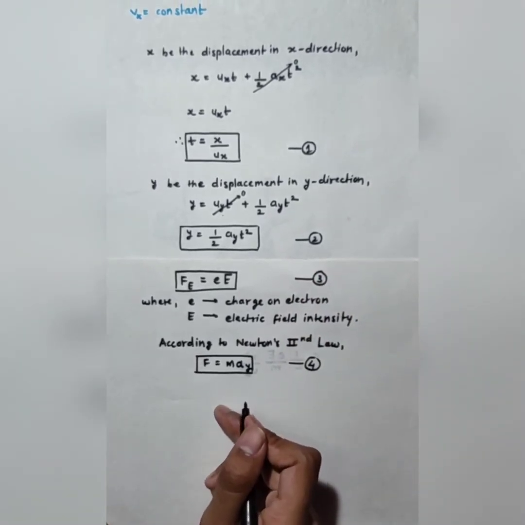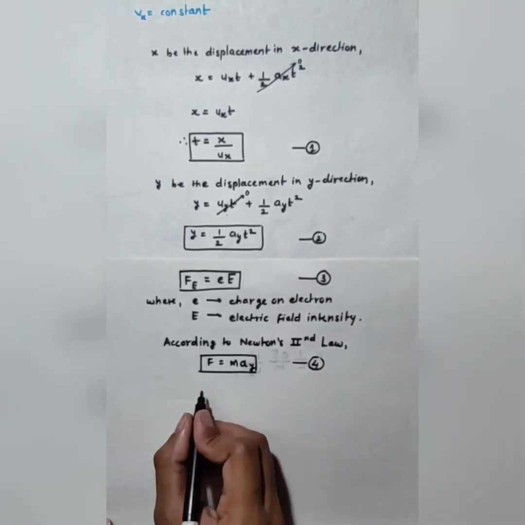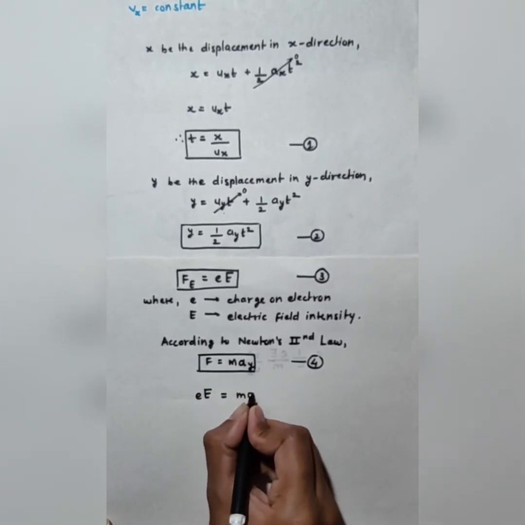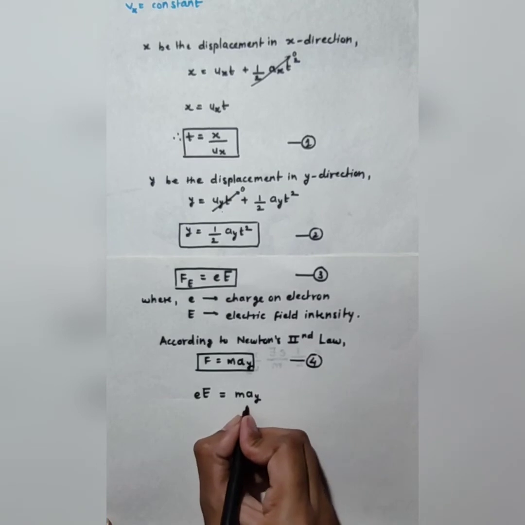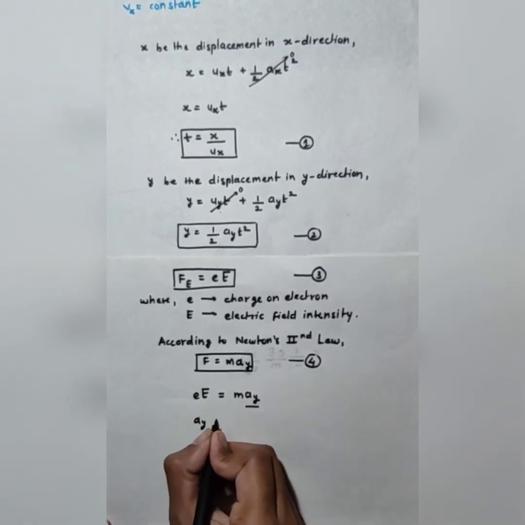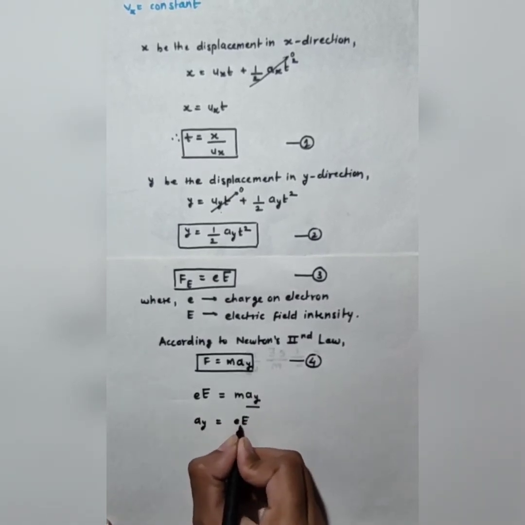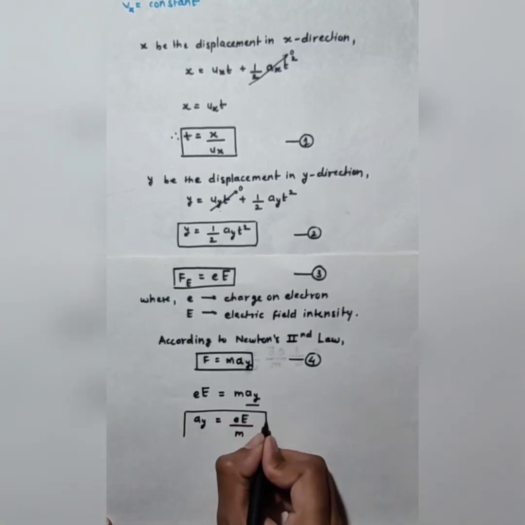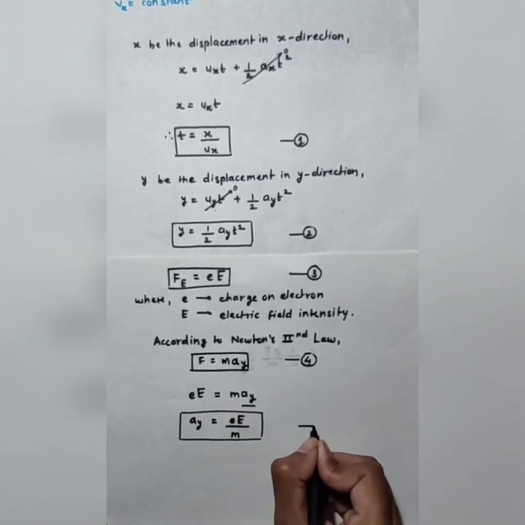So on comparing equation number 3 and 4, we can write small e into capital E equals mass into acceleration in y direction. So for acceleration we can write ay equals small e into capital E divided by m. This is our equation number 5.